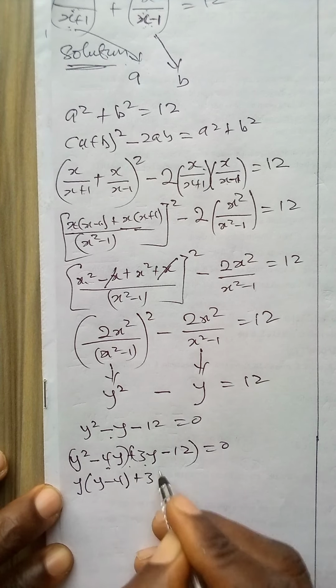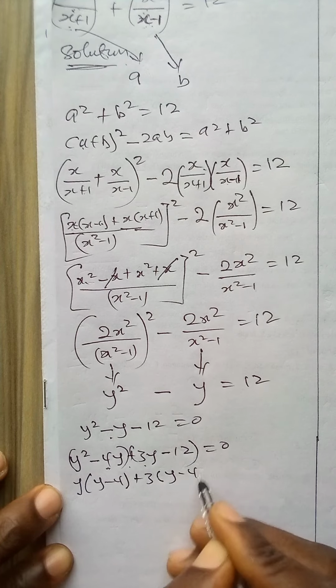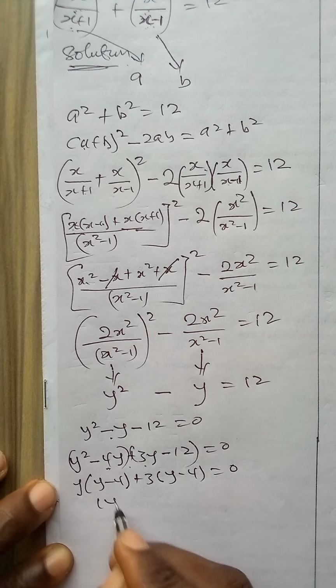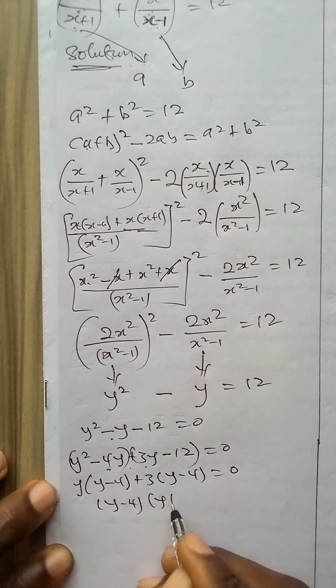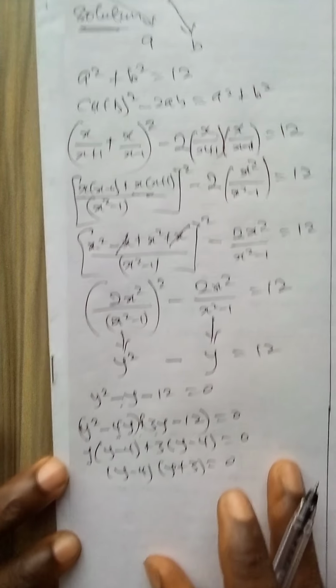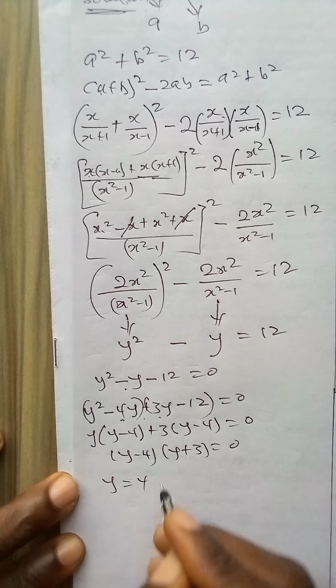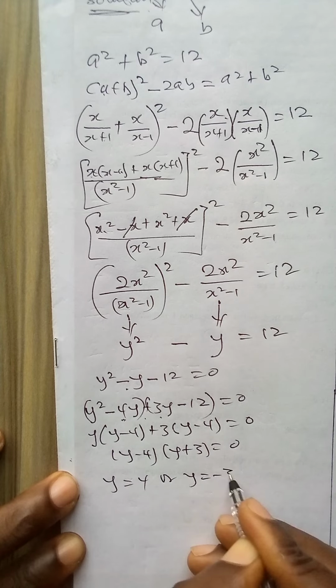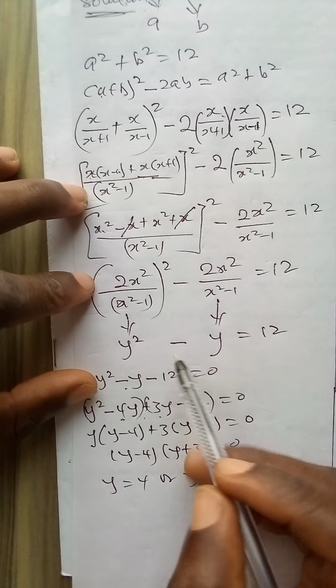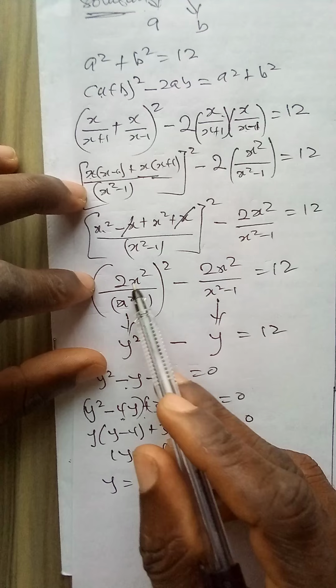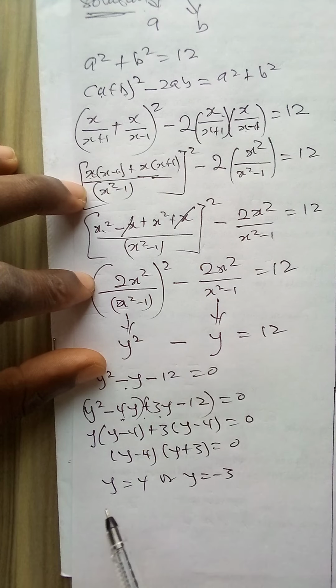And y plus 3 is common in the second bracket, remaining y minus 4 equals 0. So y minus 4 and y plus 3 is equal to 0. That makes y equal to 4 or y equal to minus 3. Now let us use 2x squared over x squared minus 1 for y.